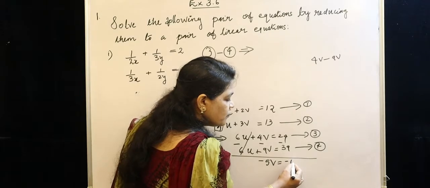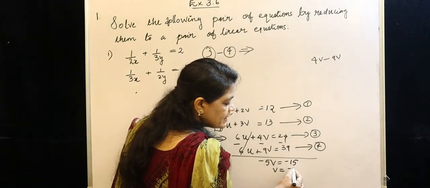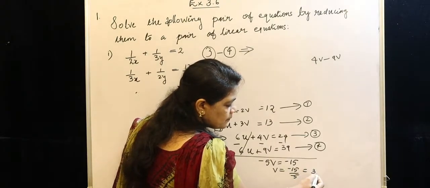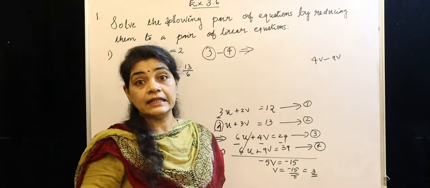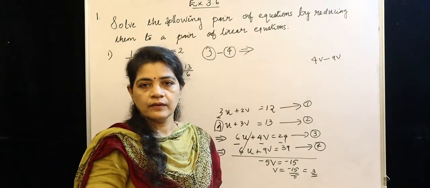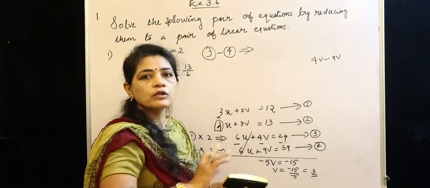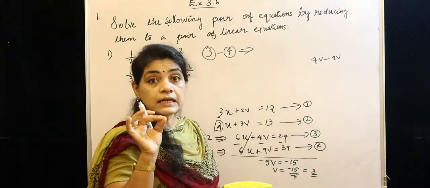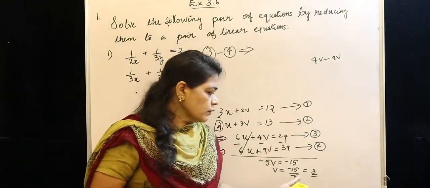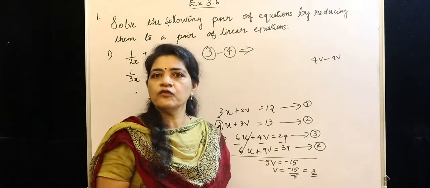So negative 15 over negative 5v gives v equal to 3. 5 in 15, 3 times. You can reduce 15 with 5. Or you can directly cancel the negative sign from both sides because both have a single term. So the negative sign gets cancelled from both terms, or you can do it in this manner also, that doesn't matter. So hence we got the value of v as 3.